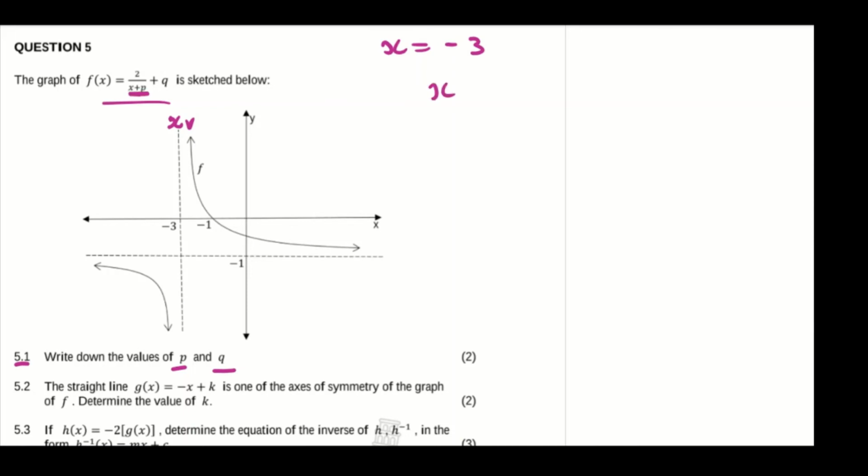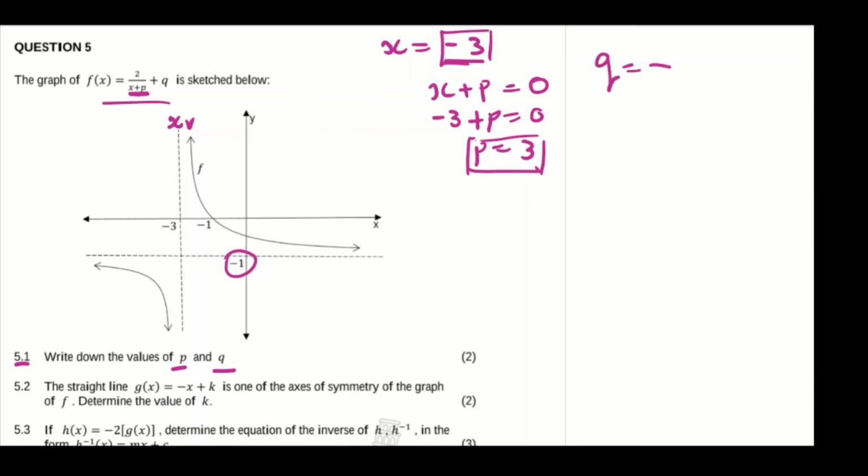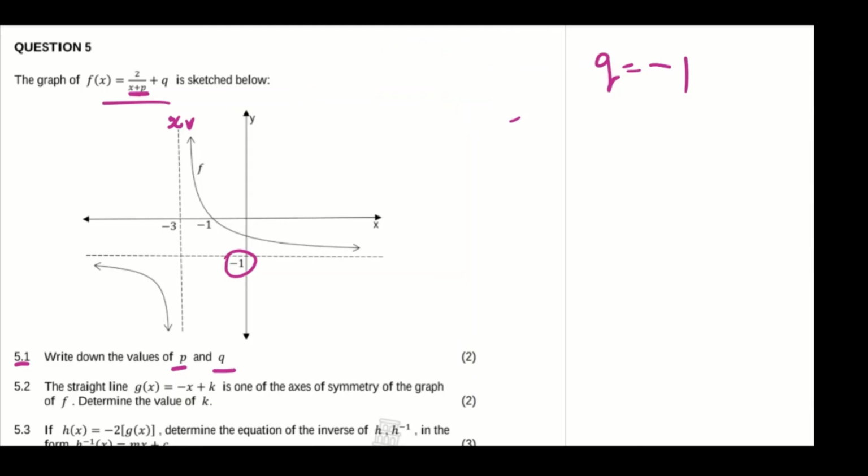It says x plus p, so we know it equals 0, right? And we just found that x is minus 3, so we're going to say minus 3 plus p equals 0, so p equals 3. So this is the value of p, which is equal to 3. And then for q, we find this horizontal asymptote here, so q equals minus 1. So these are the solutions for 5.1.